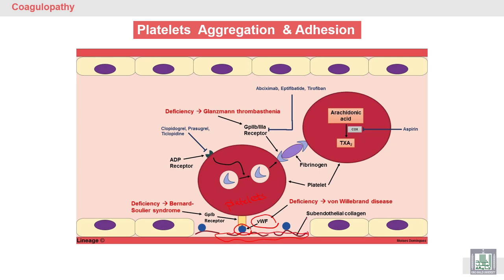With damaged blood vessels, the activated platelet, by the receptor called glycoprotein 1B receptor and by the aid of von Willebrand factor, will adhere to the subendothelial collagen. This is called platelet adhesion. This is one important function of platelets.